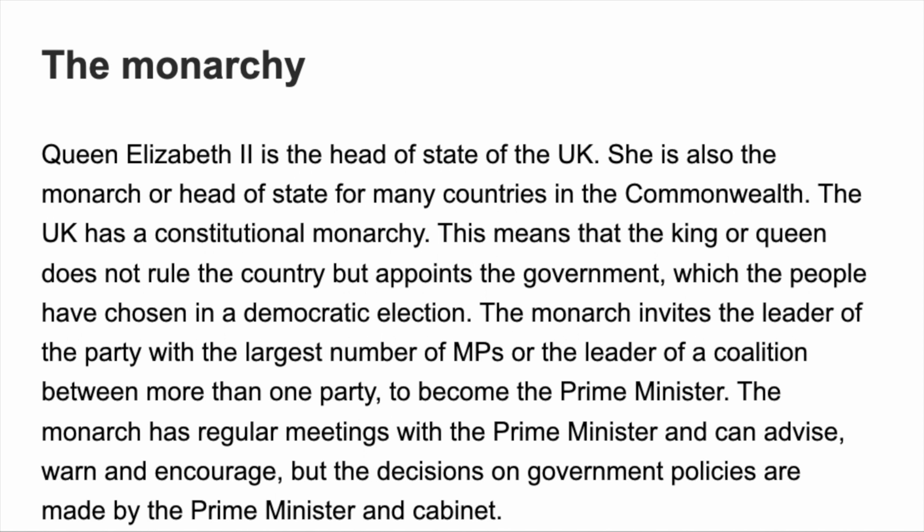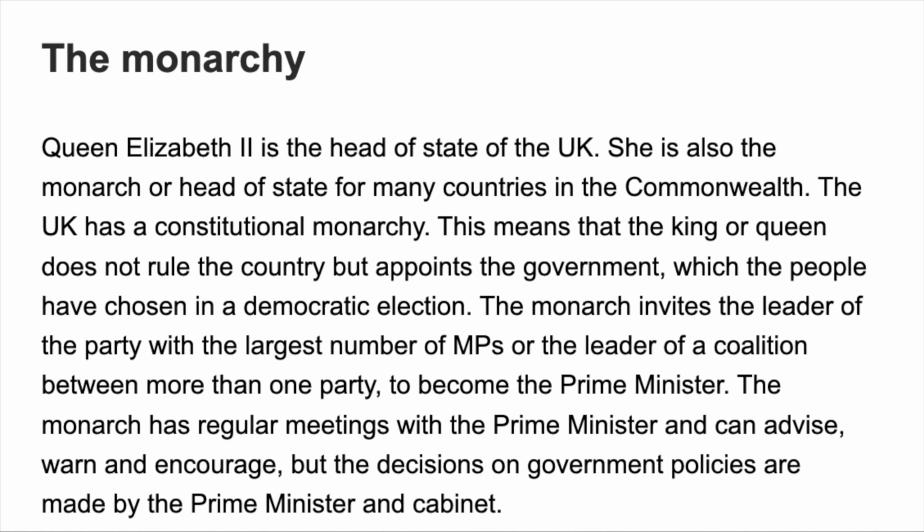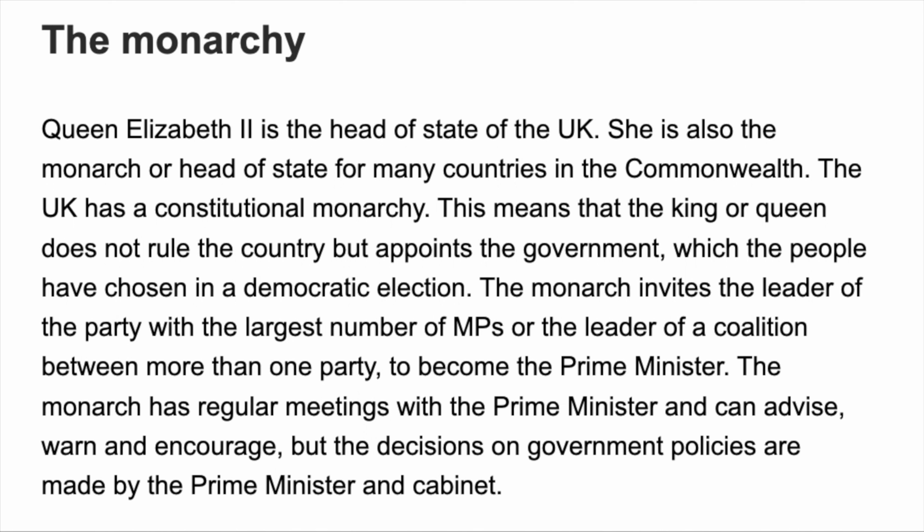The monarch invites the leader of the party with the largest number of MPs, or the leader of a coalition between more than one party, to become the prime minister. The monarch has regular meetings with the prime minister and can advise, warn, and encourage.